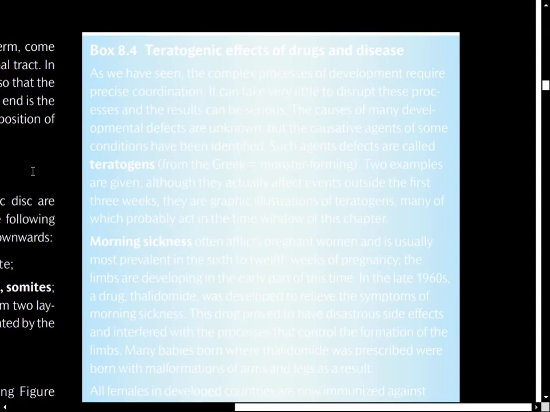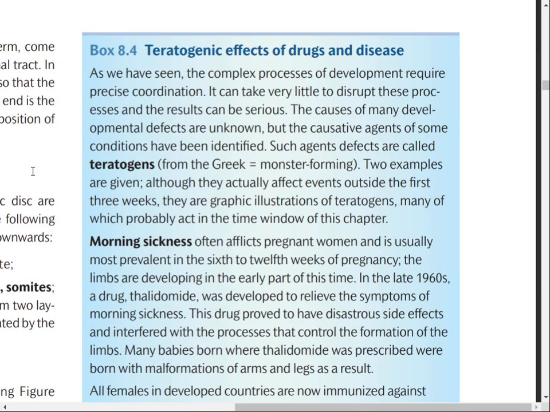Teratogenic effects of drugs and disease. As we have seen, the complex processes of development require precise coordination. It can take very little to disturb these processes and the results can be serious. The causes of many developmental defects are unknown, but the causative agents of some conditions have been identified. Such agents are called teratogens, from the Greek for monster forming.